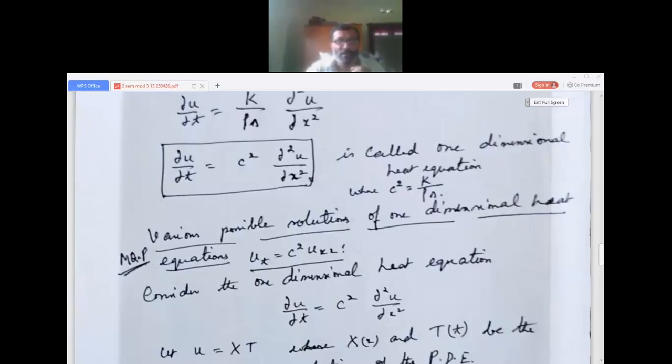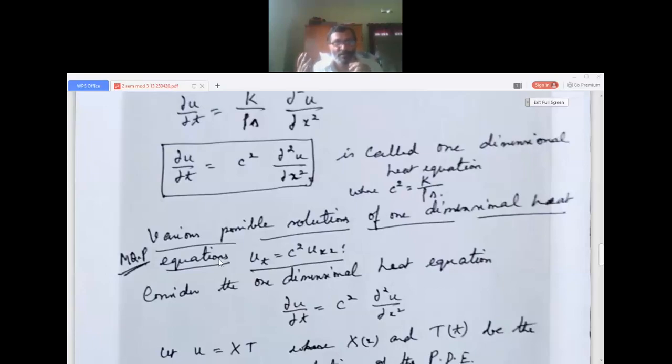Either this question will come above what it was, or this question, any one. There are 4 questions, very important, present in the model question paper. One is derivation of the one-dimensional heat equation. Another is various possible solutions of the heat equation by variable separable method. Third one is derivation of the wave equation and various possible solutions of the wave equation.